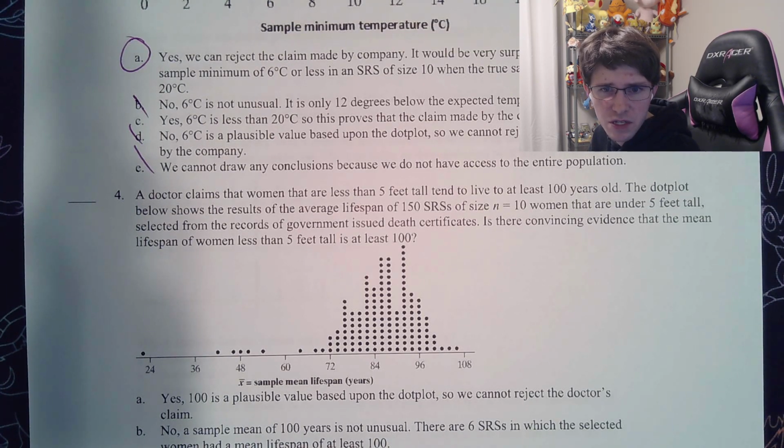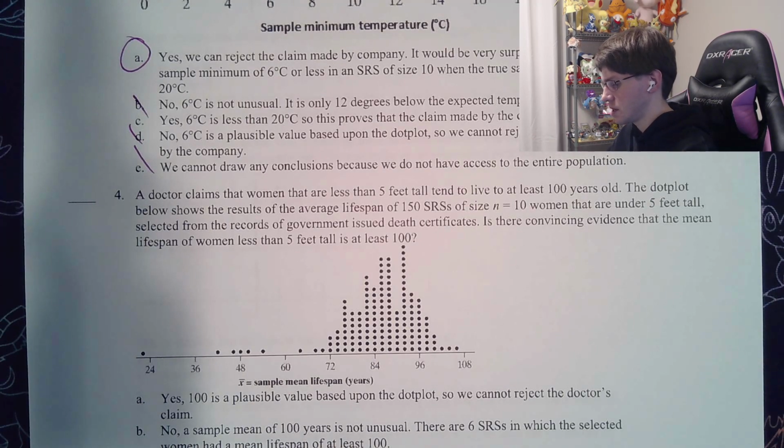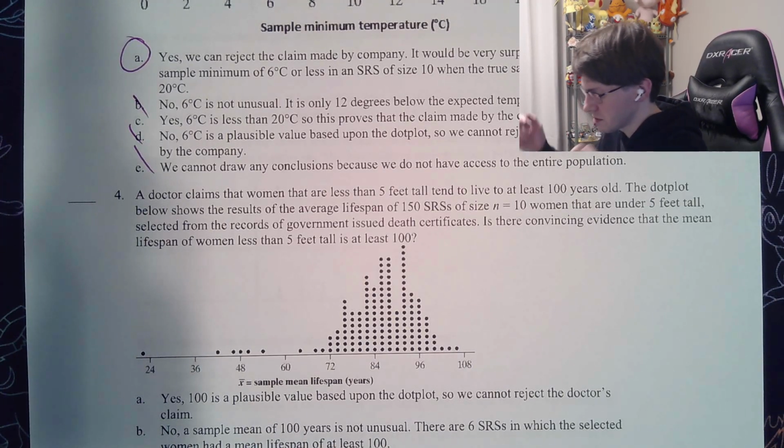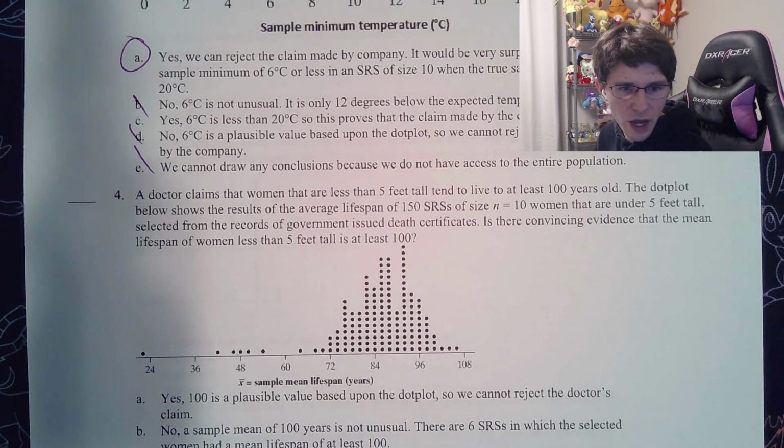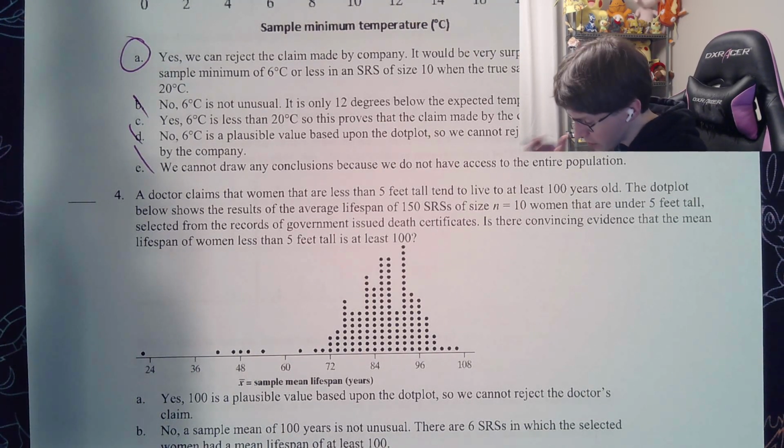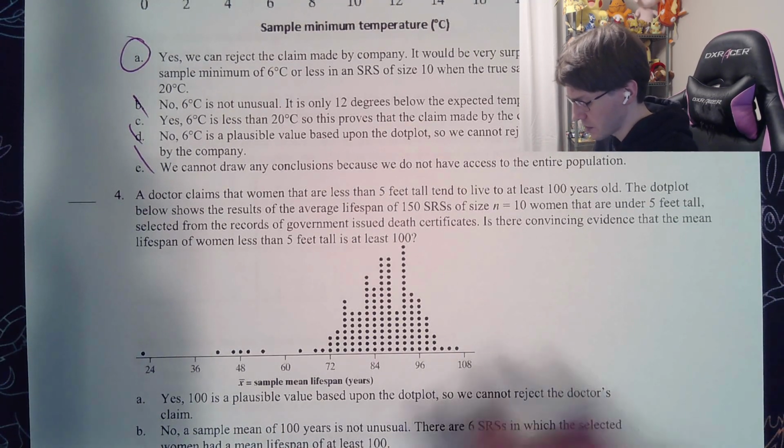Is there convincing evidence that the mean lifespan of women less than 5 feet tall is at least 100? So right away, this is obviously a nonsense claim. There's no way that every single woman under 5 foot tall lives to be over 100. This is total nonsense. But how do we give the convincing evidence based upon this dot plot here?